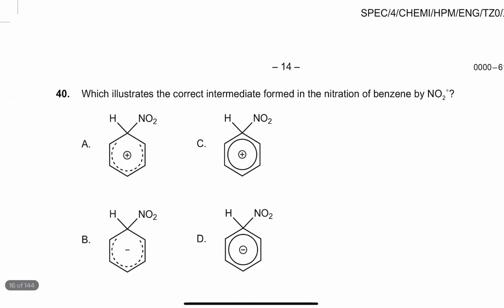And this is the last question. Wow. 40. Which illustrates the correct intermediate formed in the nitration of benzene by NO2+? I mean, end with a very easy one. For the intermediates, you should know that for this reaction the dotted line is there just by your knowledge, and that narrows it down to these two. And if you remember the mechanism for nitration of benzene, you should know that it's A.